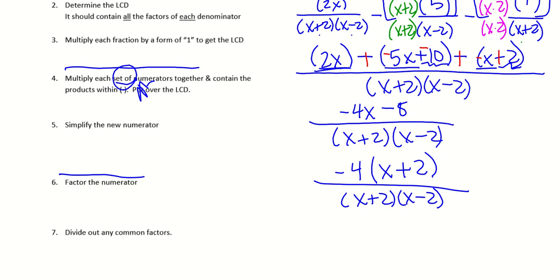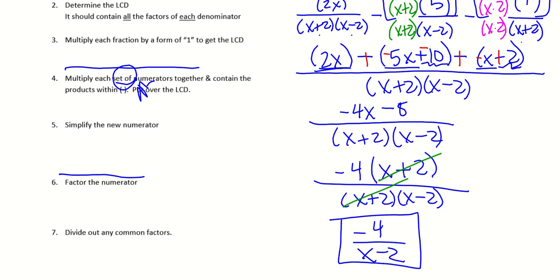The reason we factor the numerator is to identify any common factors that we can divide out, and here we can divide out x plus 2, which leaves us negative 4 over x minus 2, and that is my simplified fraction.